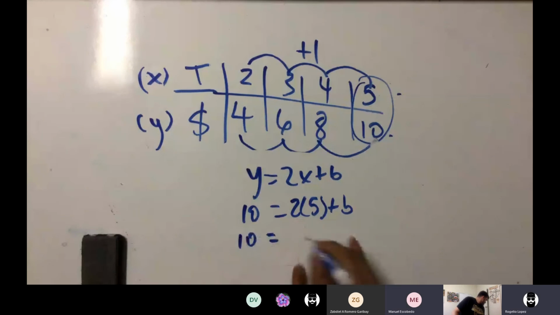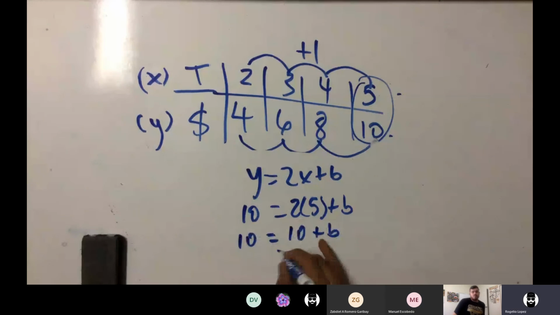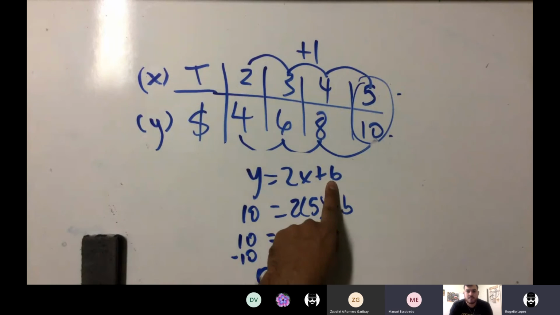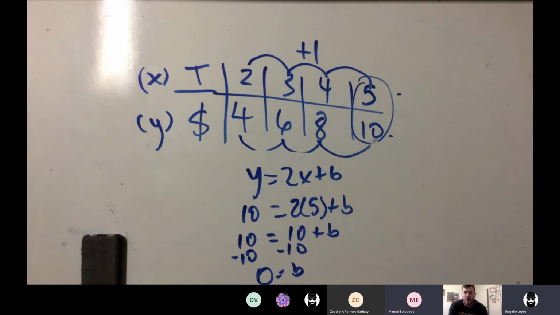So here's 10, 2 times 5 is 10, plus b, that's minus 10, minus 10. So I get b equals 0. So I don't have a b on this one. Well, I do have a b, but the b is a 0.